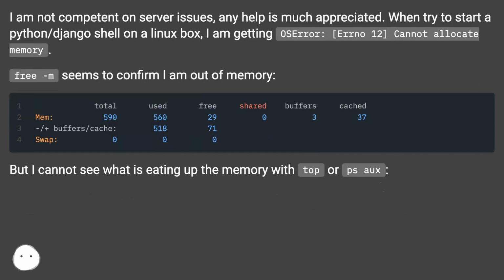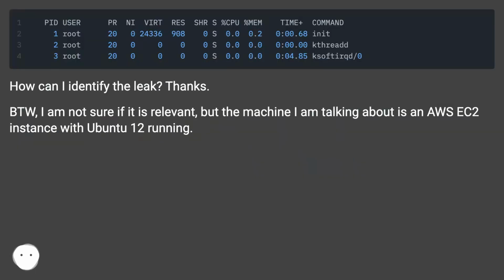When I try to start a Python/Django shell on a Linux box, I am getting OSError: [Errno 12] Cannot allocate memory. free -m seems to confirm I am out of memory. But I cannot see what is eating up the memory with top or ps ux. How can I identify the leak?